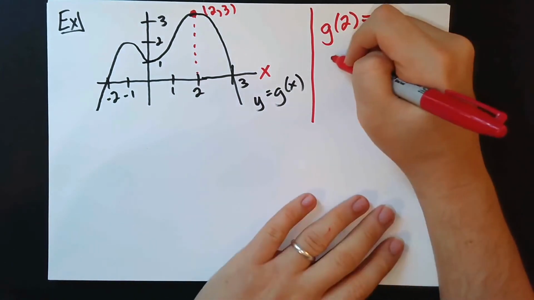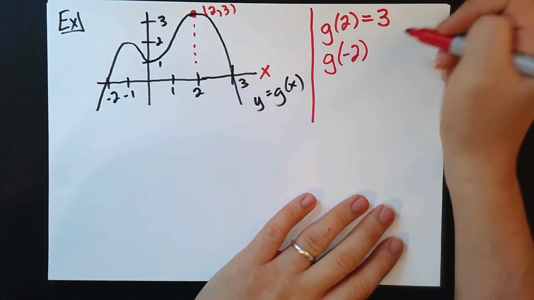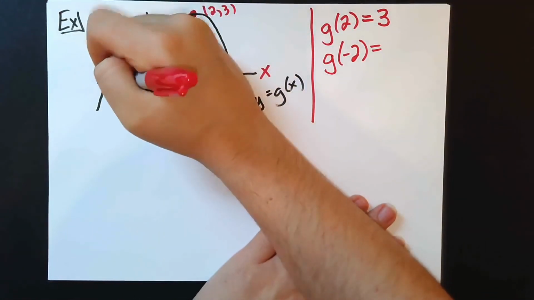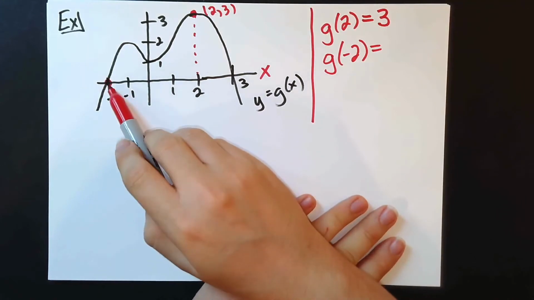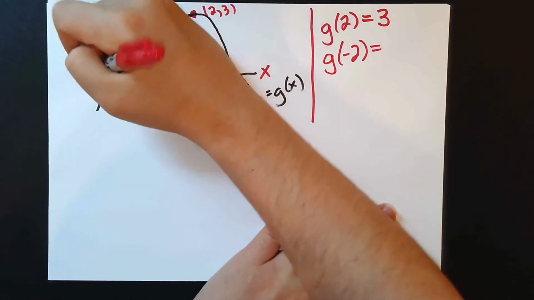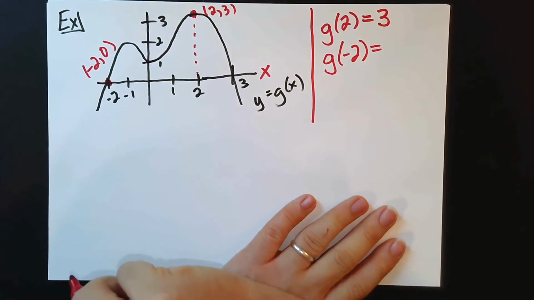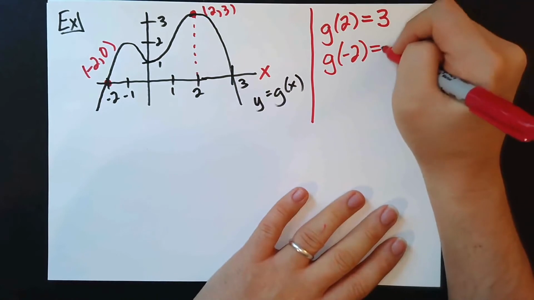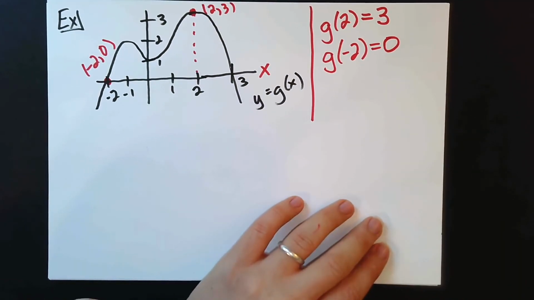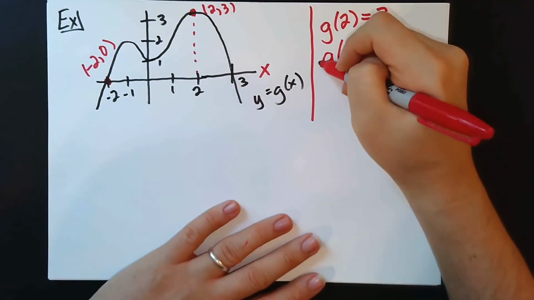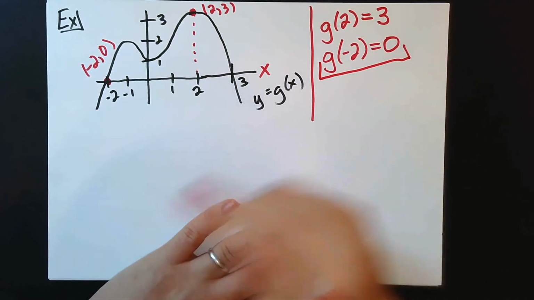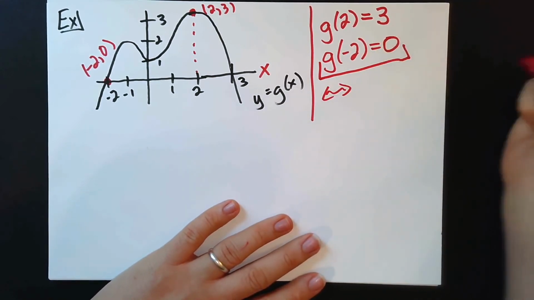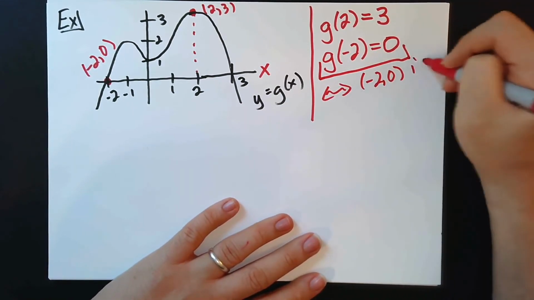Likewise, if I take something like g of negative 2, then I correspond, again, over to the x-axis. There's my negative 2 right there. And so I see the point (-2, 0) is on the graph, which tells me that the output corresponding to the input negative 2 is 0. Note that this statement, by what we said before, I found an input whose output is 0. This exactly corresponds to the statement that (-2, 0) is an X-intercept.